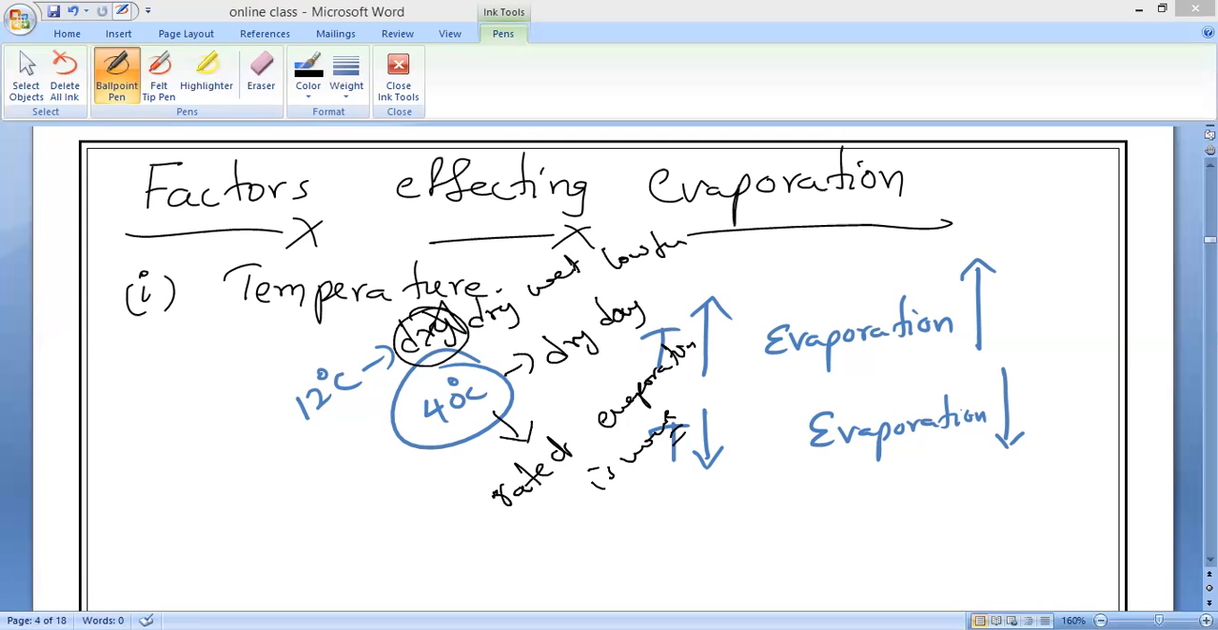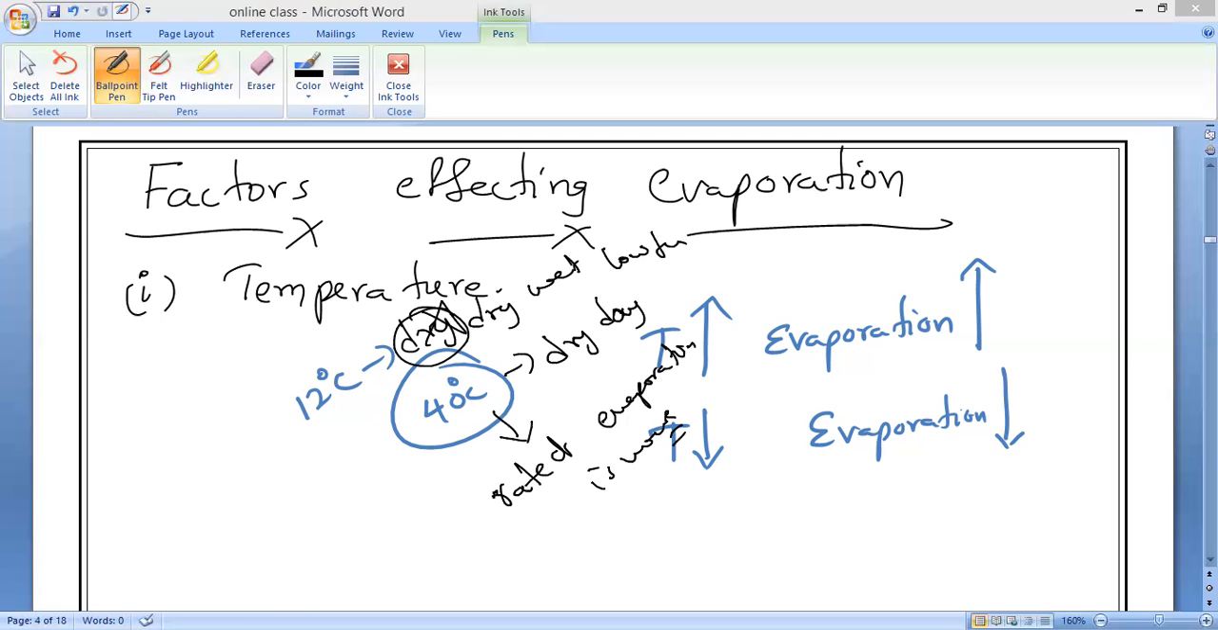But suppose, for example, the sun. If you want to increase the rate of evaporation, then what will happen? Do you want sun or not? Yes, please respond. Do you need sun? We need sun, sir. Because sunlight, what will it do? It will provide the heat, so will heat energy increase or decrease? Heat energy will increase. So heat energy will increase means heat will increase means what will increase? Temperature will increase.